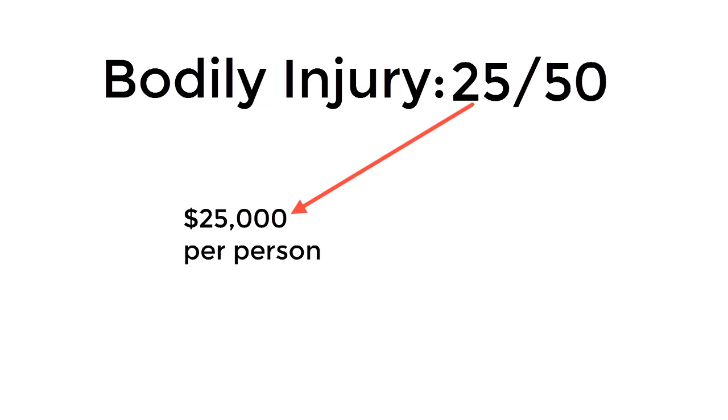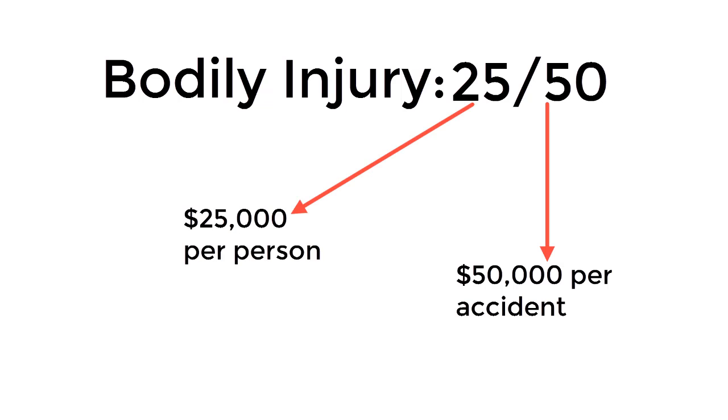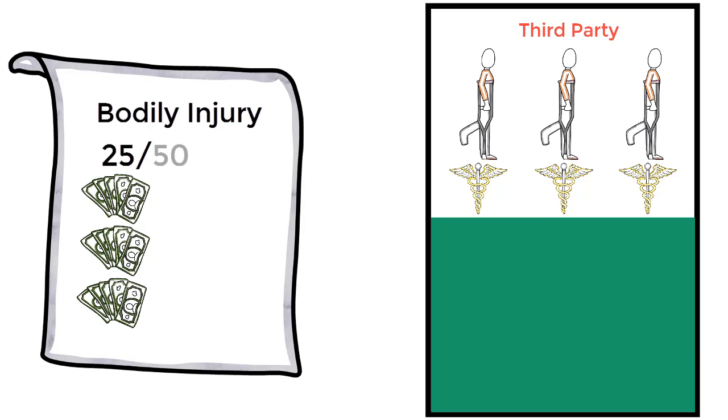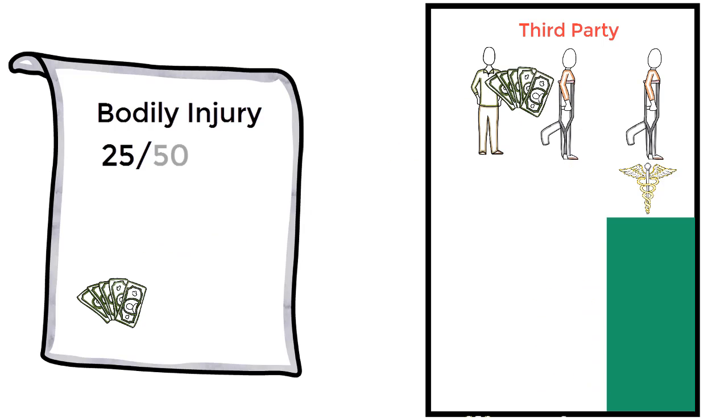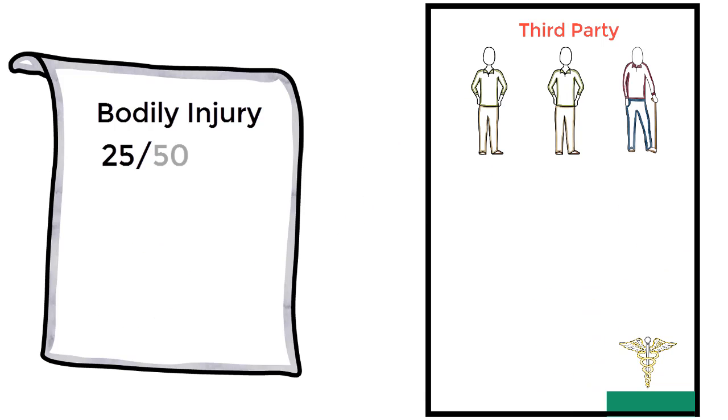They are represented as two numbers separated by a slash. An example is $25,000 per person / $50,000 per accident. Let's go over this first number. The first number means that the insured's bodily injury coverage will pay no more than $25,000 in medical expenses for each injured person in the third party. So this first number is the per-person limit.